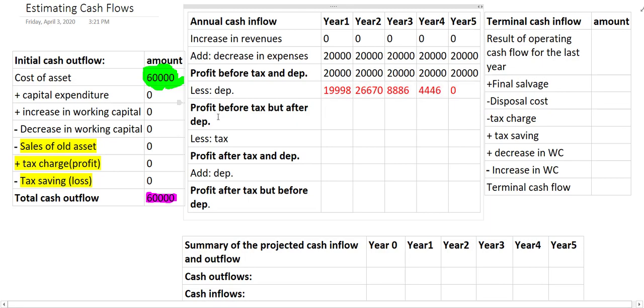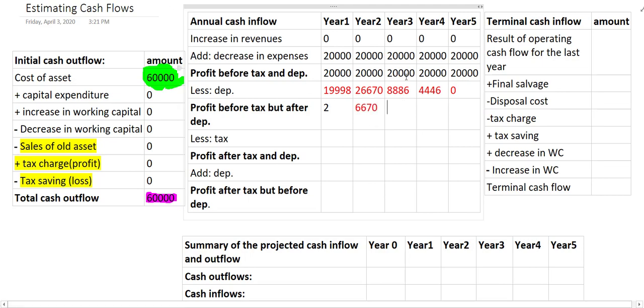So now find out the profit before tax, but after depreciation. So please adjust this one from 20,000 minus this one. You get 2 only. From this one, if you minus this one, you get a minus amount of 6,670. So in order to understand that this is minus.